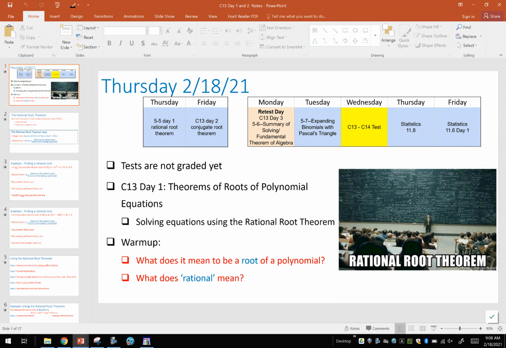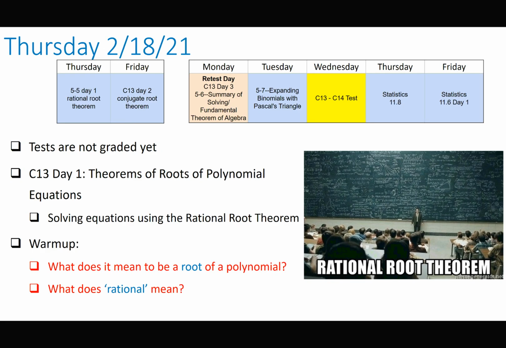What's it mean to be a root of a polynomial? We kind of touched on this, but not specifically. A root is the same thing as a zero, or the same thing as where it crosses the x-axis. So the root of a polynomial is the same thing as the zero of a polynomial, where it crosses the x-axis. What is that x value where it crosses the x-axis?